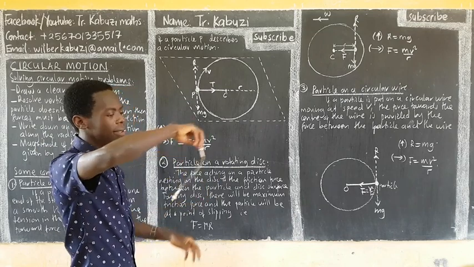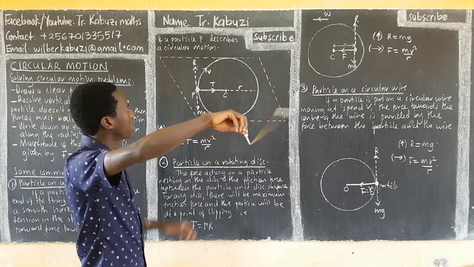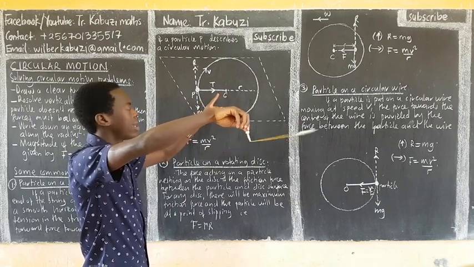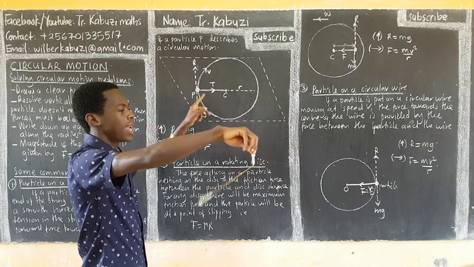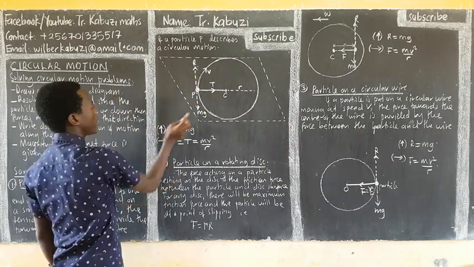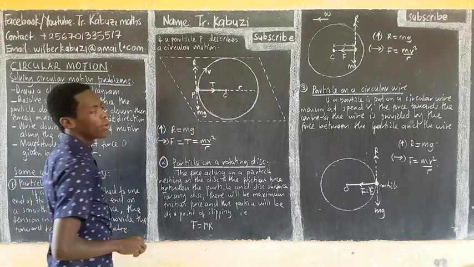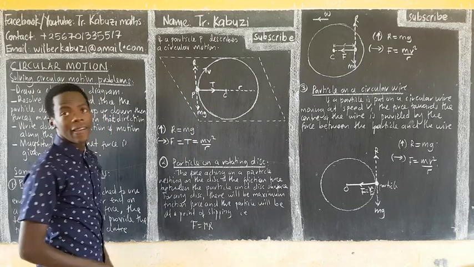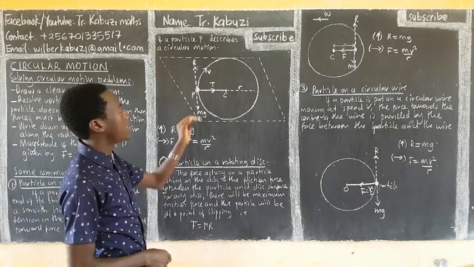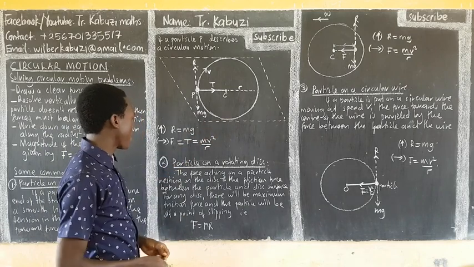When it is rotating in that circular path, the force that is keeping it towards the center is the tension in that string. Anyway, resolve upwards: the reaction is going to be equal to the weight. And resolving along the radius, this is the force that is keeping the particle towards the center, which is what we call the centripetal force. But this time it is that of the string.